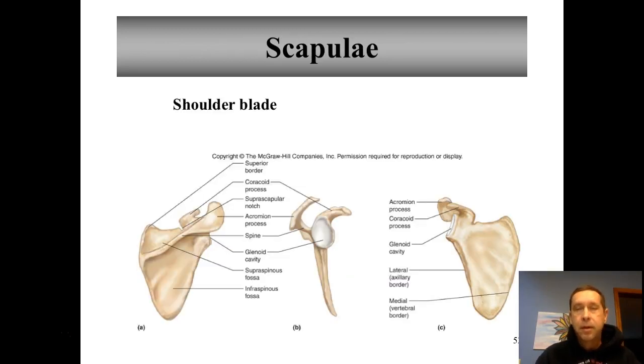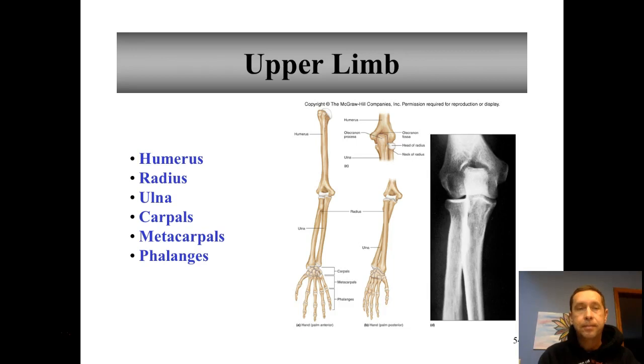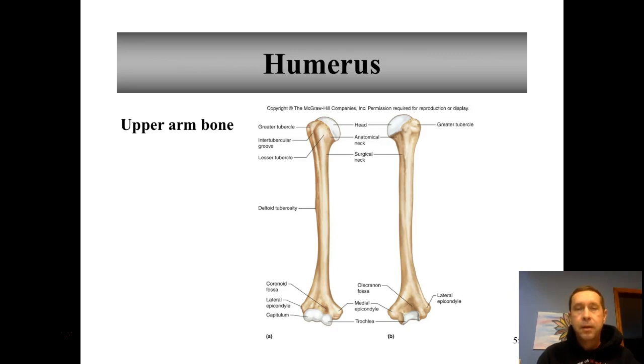So here you can see the structure of the shoulder blade or scapula. It's an irregular bone. It forms a ball and socket joint with the upper arm bone or the humerus. So the upper limb is made up of the upper arm bone, the humerus, the two lower arm bones, radius and ulna, the wrist bone, the carpals, the palm, so your hands are made up by the metacarpals and the fingers are the phalanges. So the humerus is the upper arm bone, sometimes referred to as the funny bone.